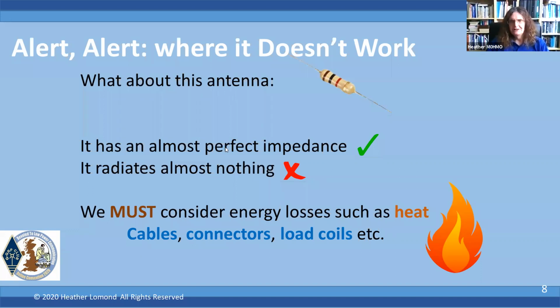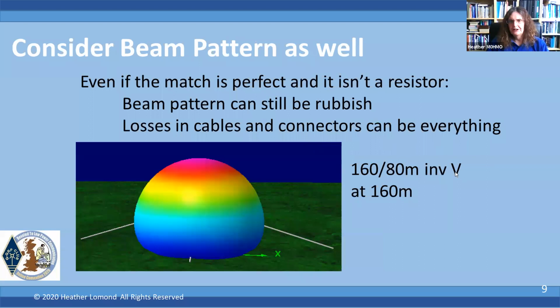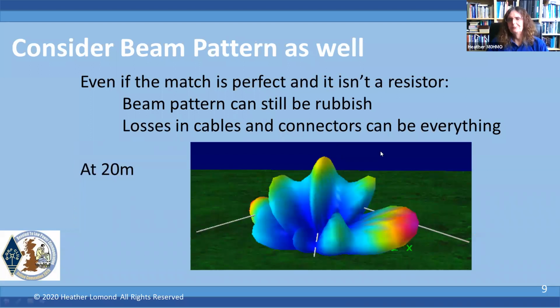So beam pattern, I mentioned it a little bit earlier. This is a simulation of my 160 and 80 meter inverted V in the garden. As you can see, at 160 meters, it's got quite a nice omnidirectional beam pattern. But if we look at it at 20 meters, it's not quite so good. When you look at this on an antenna analyzer or my ATU, it says it's got a perfect match. But as you can see, you're not going to be getting a very good radiation out to people. If they're in this direction, then yeah, you'll see them. But if they're not, you're not going to be doing so well.